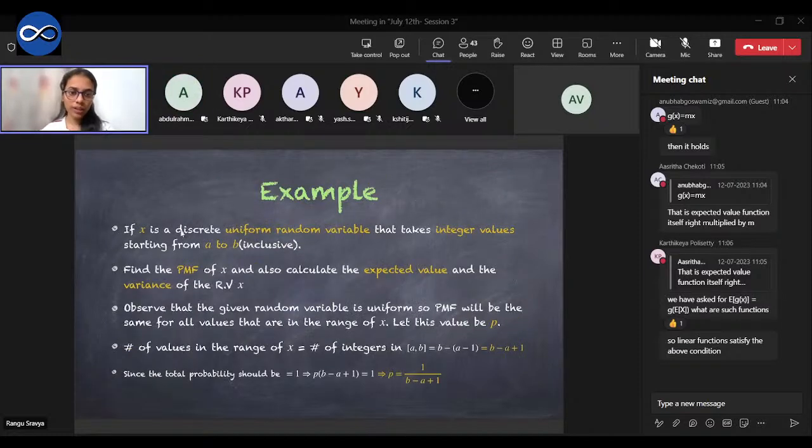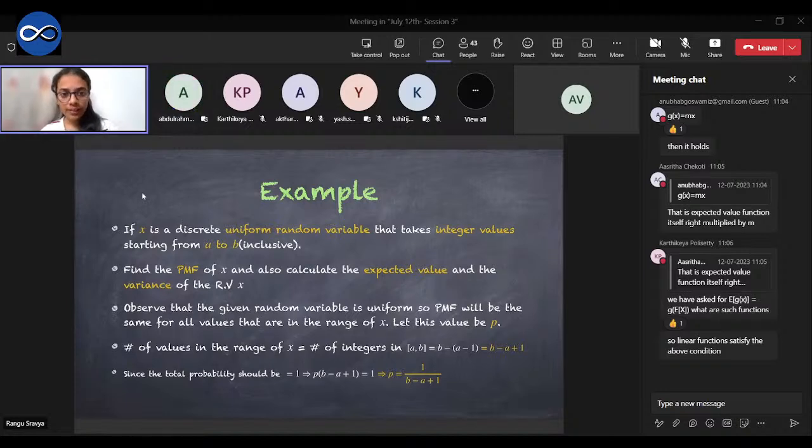So now let us look at an example. If x is a discrete uniform random variable that takes integer values from a to b, find the PMF of x and also calculate the expected value and the variance of the random variable x.